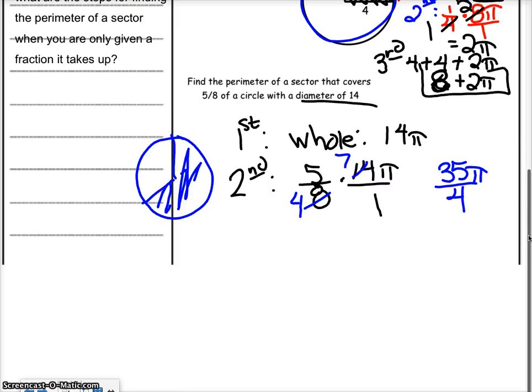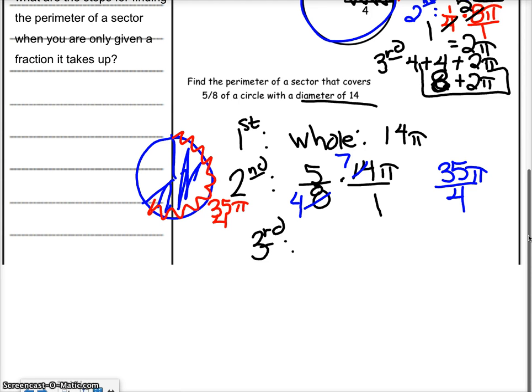So we found the whole circumference was 14 pi. Then I wanted to find part of it. That part is 5/8 of it. So now I know this outside in the red is 35 pi over 4. That's what that is.